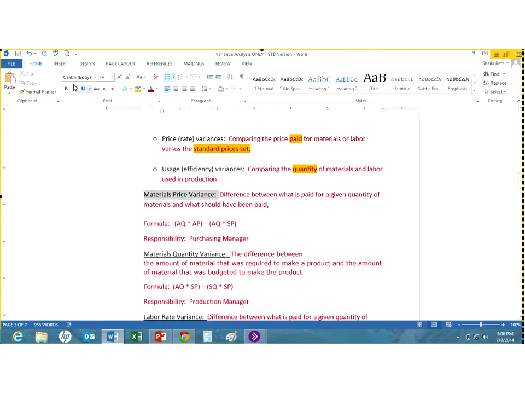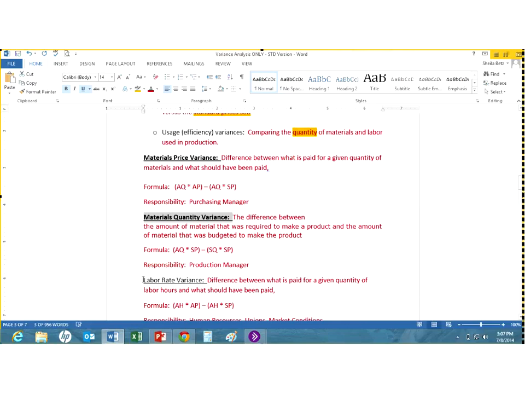Now we're going to look at the four variances that you will become an expert in calculating. We're going to talk about what each variance tells us, the formula, and who would be responsible within the factory for that variance. And then we will put these variances into play.